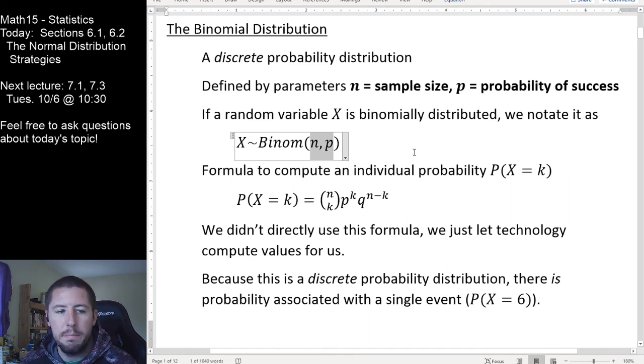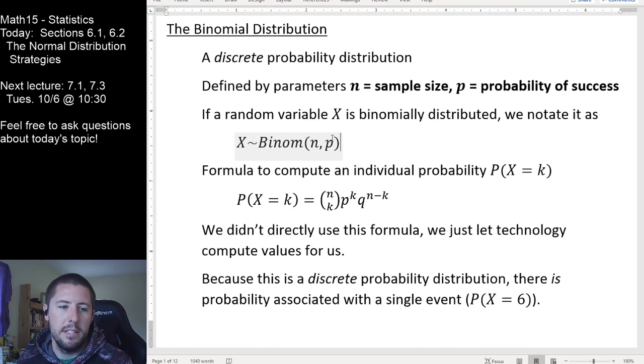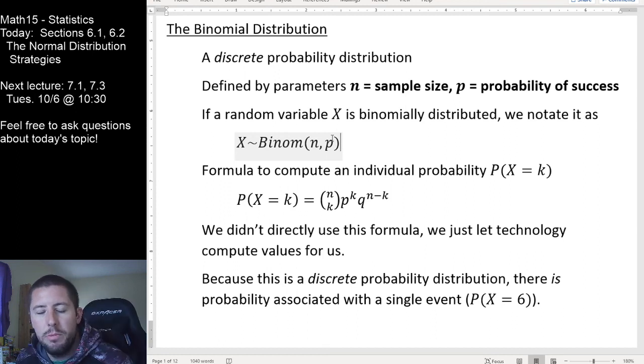But this is unique to the binomial distribution. Other things don't require a number of trials or a probability of success. For example, when we're talking normal distribution, when I'm talking about average adult male height, there isn't some probability of success. There's not a success that's defined in that context, right? So this n and p being the defining characteristics of the binomial distribution is unique to the binomial distribution.